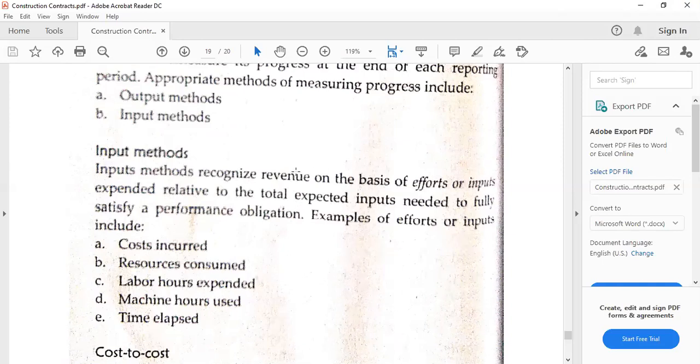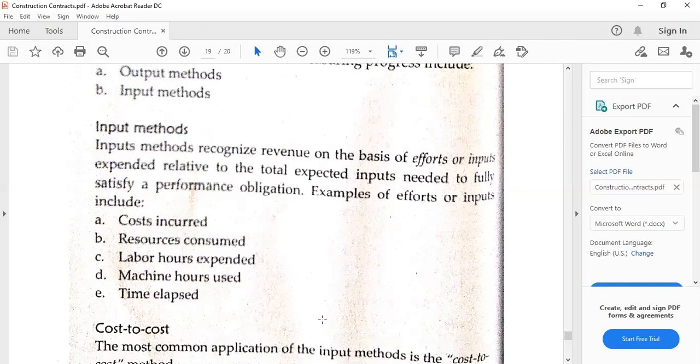For example, let's say we talk about the resources consumed, like the raw materials. Let's say the raw materials for the contract total 1 million, and for the first year we used 200,000. So 200,000 divided by 1 million is 20%. We multiply that with the transaction price, especially if the transaction price is not equal to the contract price, as explained a while ago, and that will be the construction revenue. Some examples would be cost incurred, like cost to cost, resources consumed, the labor hours, especially for the direct labor, or machine hours for the factory overhead, or the time elapsed along the way.